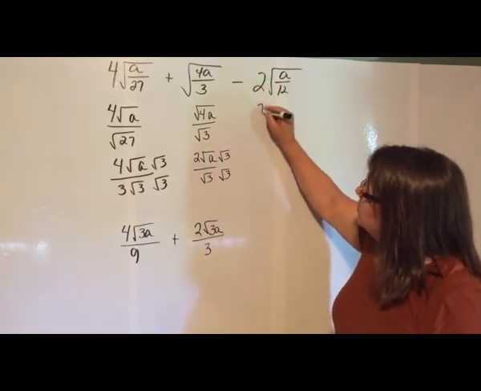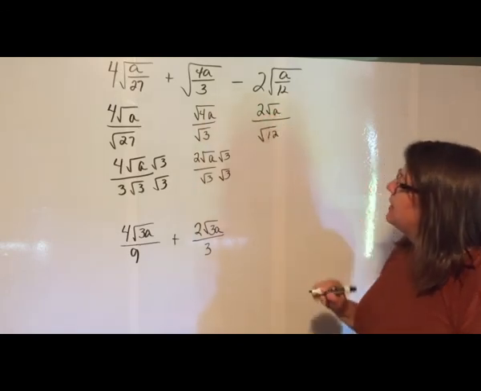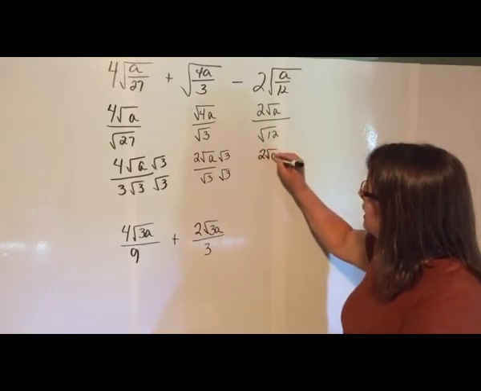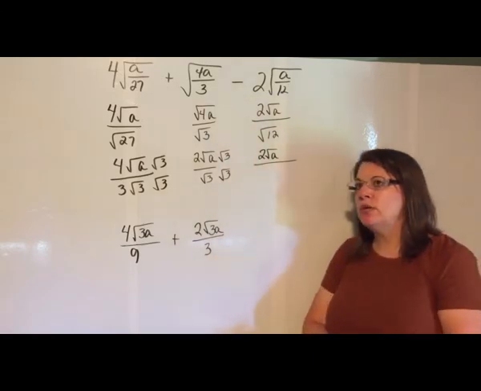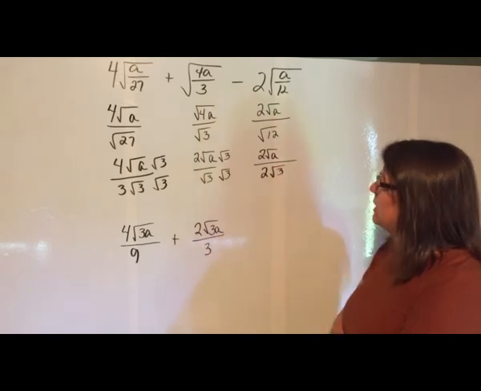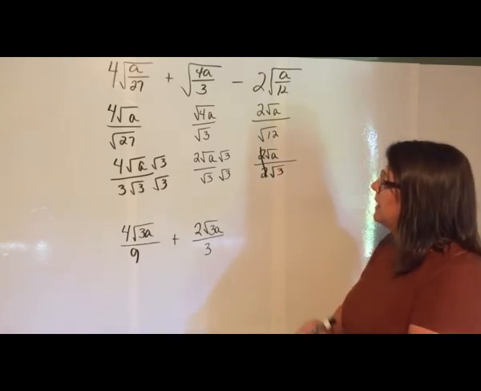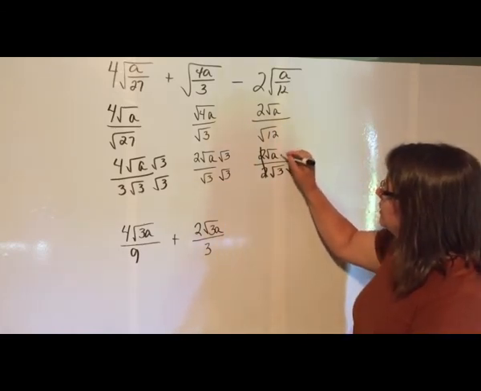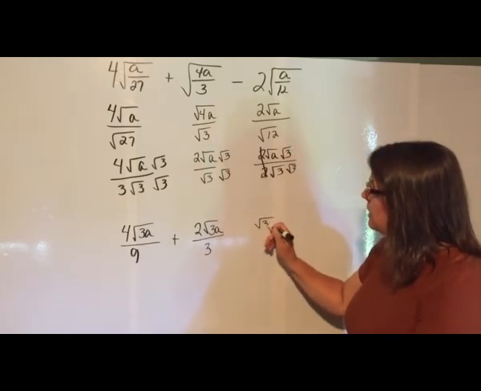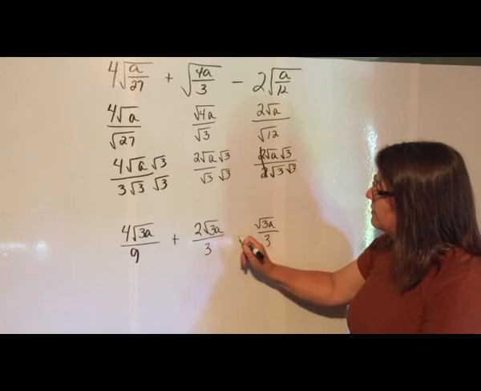I've got that 2, it will be on top, 2 square root of a over square root of 12. Now, 12 can be broken down. I'll keep the 2 square root of a. 12 is 2 times 2 times 3, so I can bring a 2 out. So that's 2 square root of 3. Notice those 2's can be canceled out because they're the same. And then I need to rationalize the denominator. Square root of 3, square root of 3. So I've got square root of 3a all over 3. I'm going to bring down my minus sign.